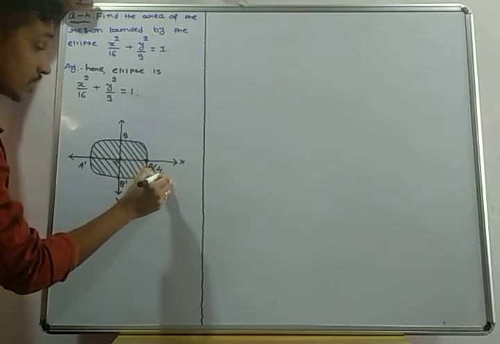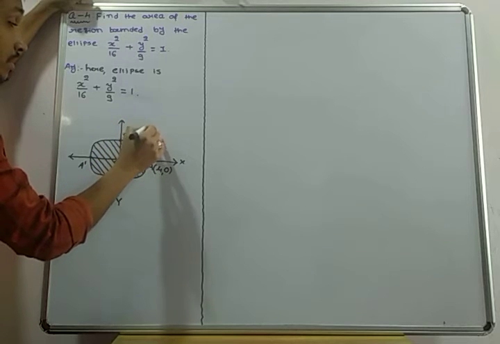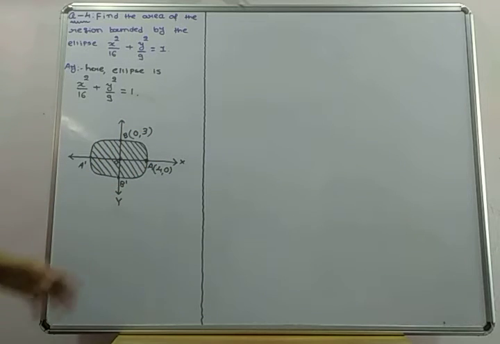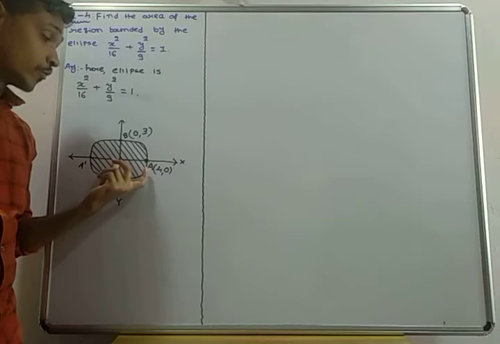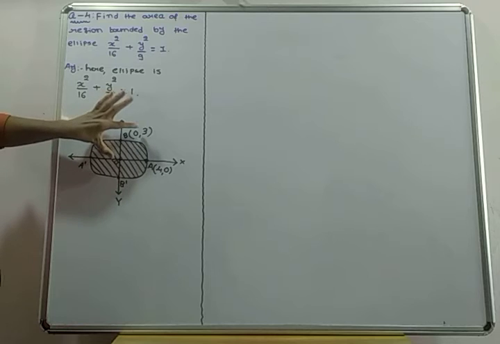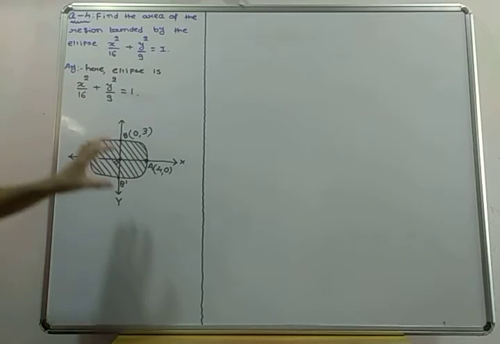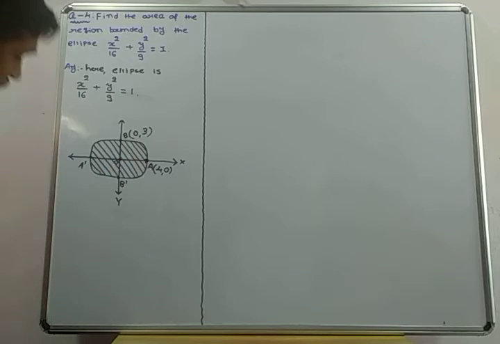A, 0 means 4, 0. A is 4, so 4, 0. And B is 0, 3. Now if we follow the x limit, we take 0 to 4 and find the value of y. And if we follow the y limit 0 to 3, we find x. So the question is in y form. Okay, so the same pattern.